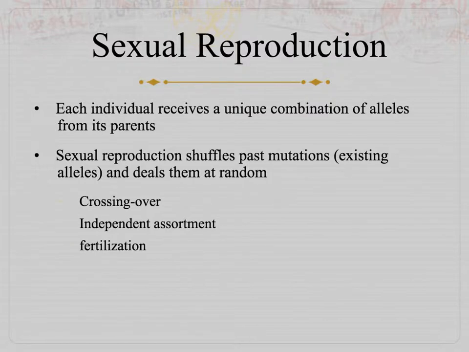Each individual receives a unique combination of alleles from its parents. We know this. Sexual reproduction is there to shuffle the things that have already happened. It doesn't make new things. The sexual reproduction part just shuffles and hands out what was given. So when we do the bean lab and you are taking a black bean or a white bean out, you're just shuffling whatever was in the gene pool. Crossing over, independent assortment, and fertilization can all affect genetic variation when we're talking about sexual reproduction.